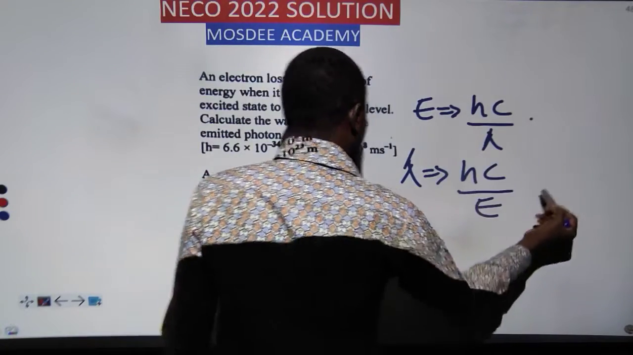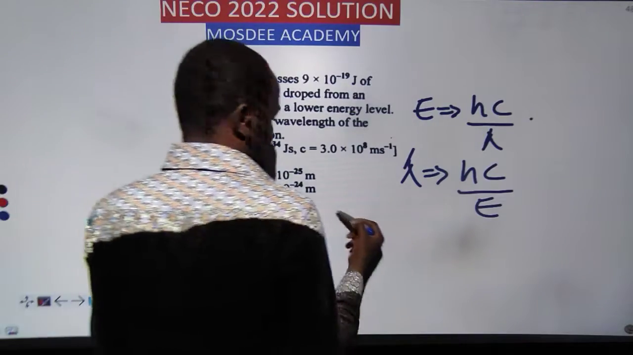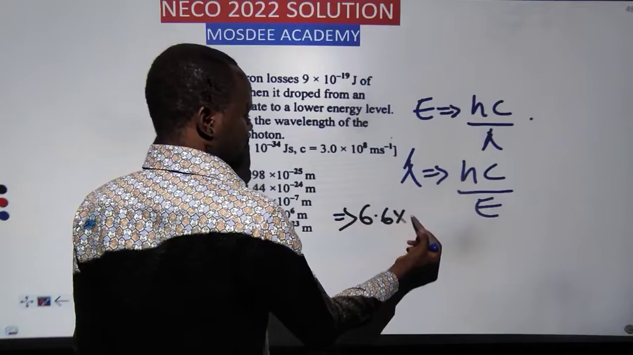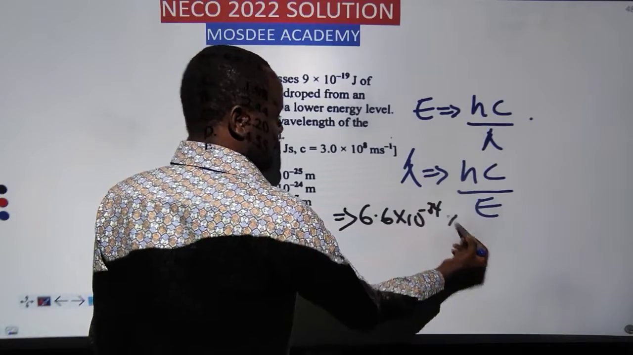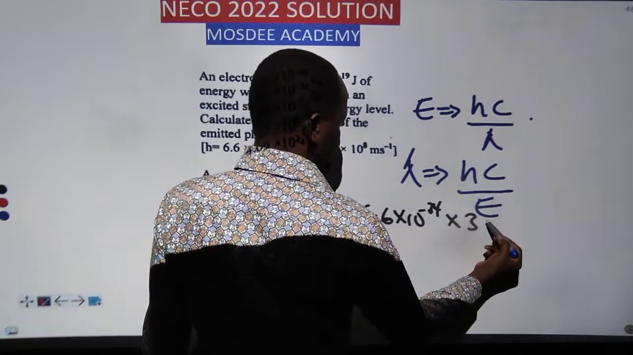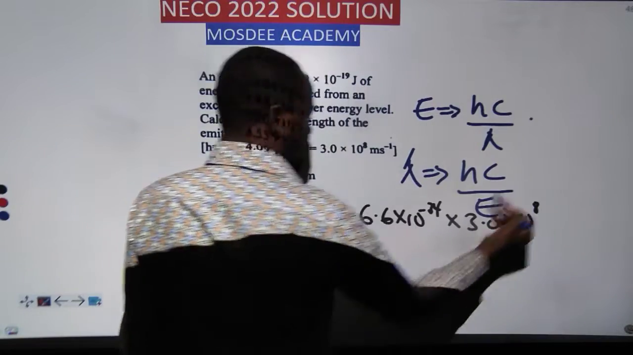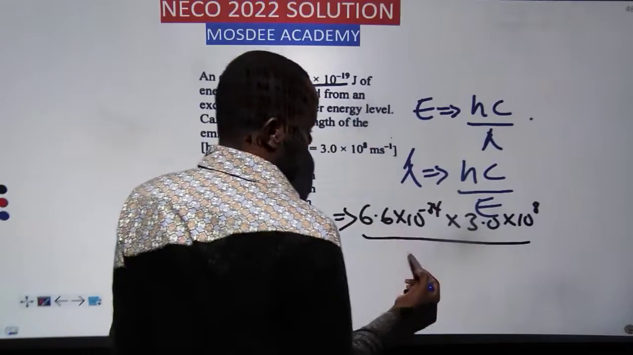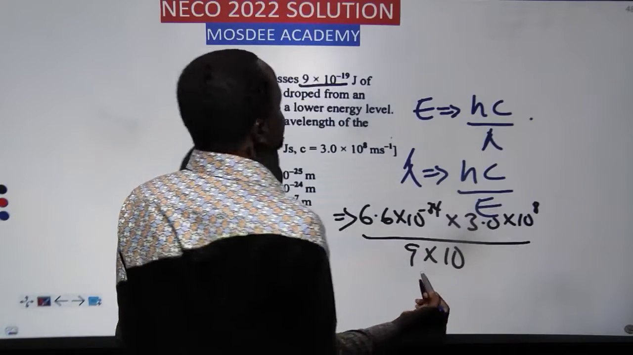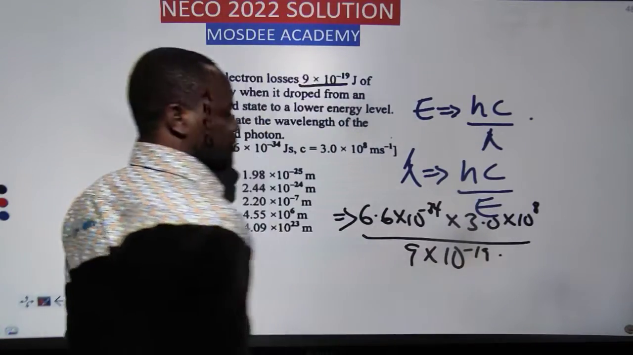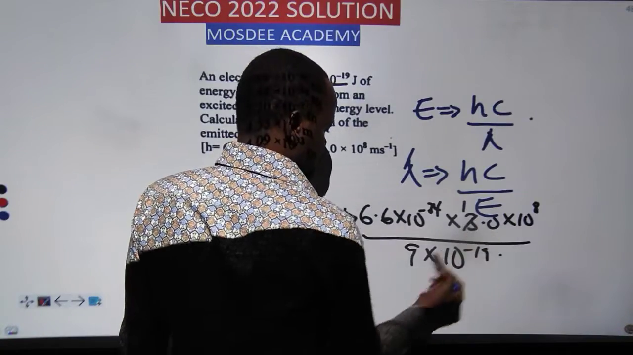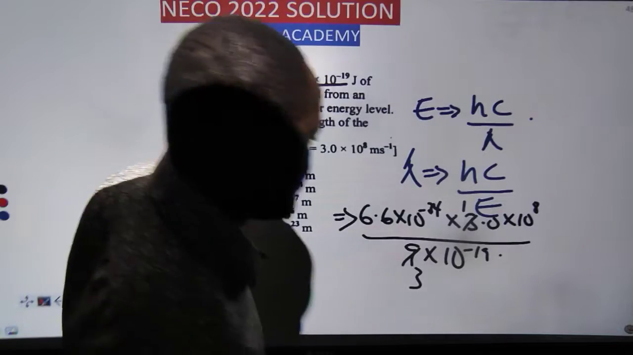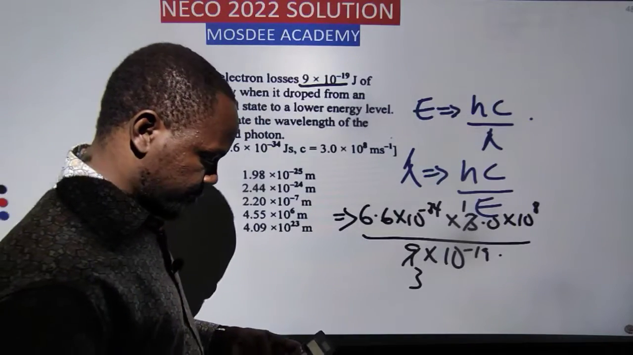Lambda is hc divided by energy. Substitute the parameters, and if you do that directly, h is 6.6 times 10 to the power minus 34. These are constants. c is 3.0 times 10 to the power 8, divided by the energy. Energy is 9 times 10 to the power minus 19. Let's do some simple math. 3 here 1, 3 here 3. 6.6 divided by 3. Now deal with the other stuff.